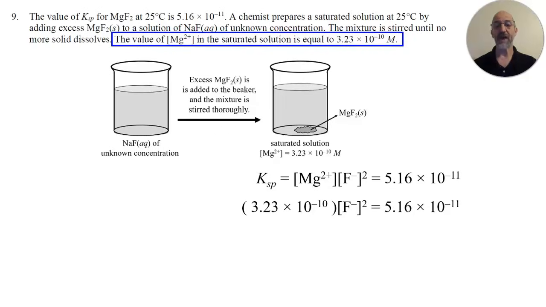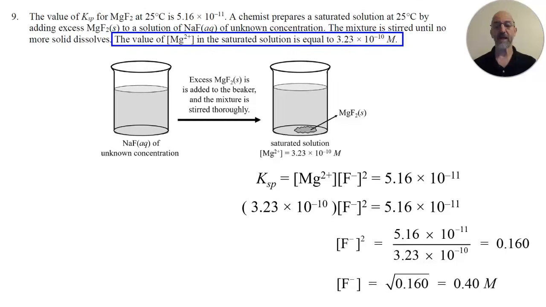So I will go ahead and divide both sides of the equation by 3.23 times 10 to the negative 10. So now I have the concentration of fluoride squared is equal to 0.16 when I did that on my calculator. Let's go ahead and take the square root of 0.16, and when I do that calculation, I get that the concentration of fluoride is equal to the square root of 0.16, or 0.40 molar.